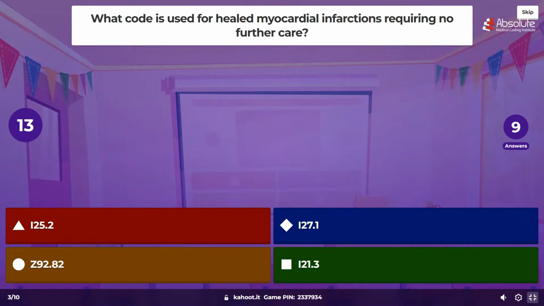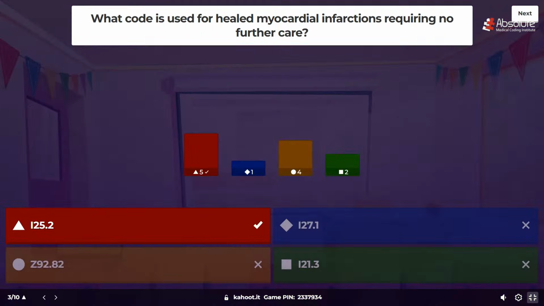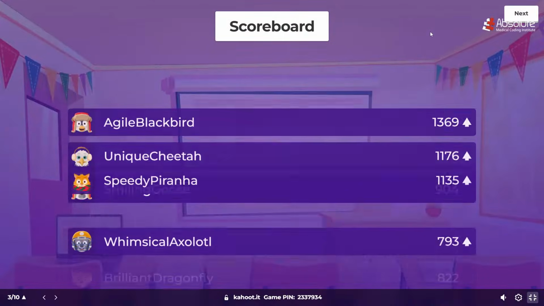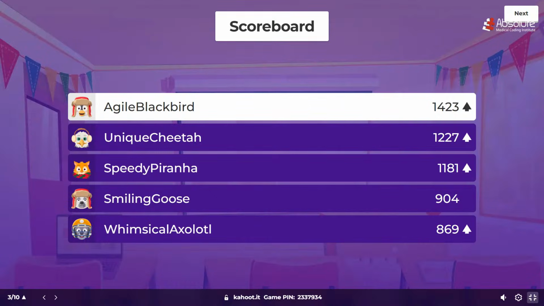So healed myocardial infarctions requiring no further care. What are we thinking? Got about 5 seconds left. All right, and it is going to be red I-25.2. Healed myocardial infarctions, no further care. All right. Oh my goodness, all kinds of switch up. Agile Blackbird is now in first place.